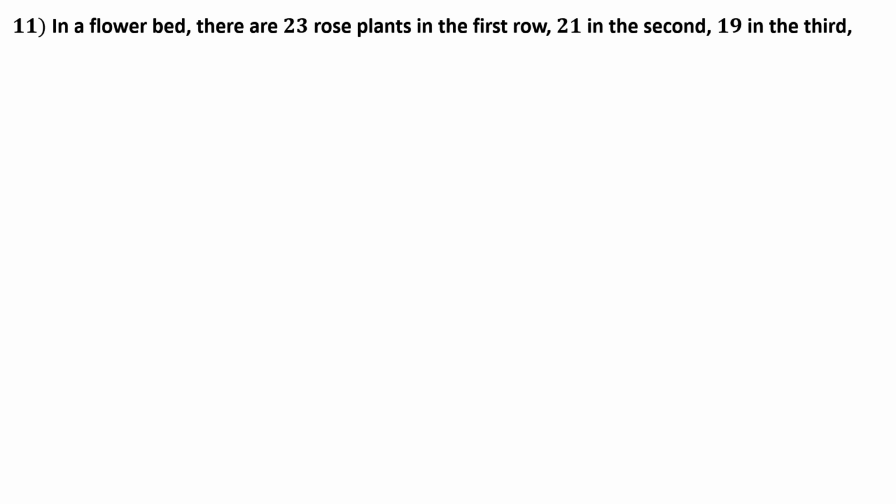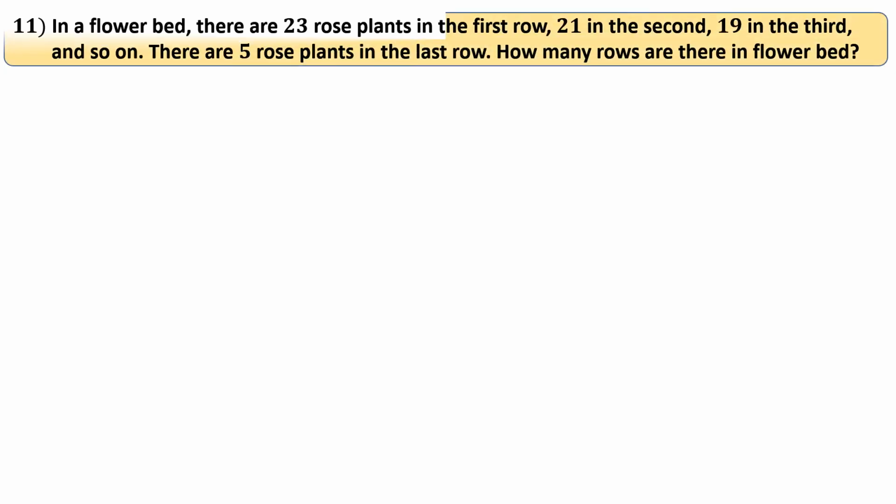Now let us move on to the last example. In a flower bed, there are 23 rose plants in the first row, 21 in the second, 19 in the third, and so on. There are 5 rose plants in the last row. How many rows are there in the flower bed?